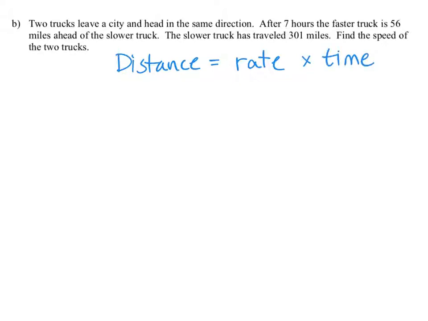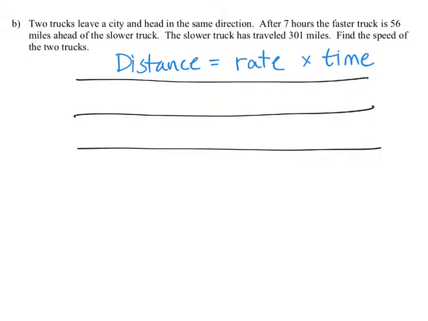Since we're dealing with a fast truck and a slower truck, we can make a table of values here and fill in the quantities that we know and use variables for the quantities that we're trying to find. So I'm going to label this first column F for the fast truck and S for the slow truck. And then we're looking at the distance, rate, and time. What we're looking for is the speed of the two trucks. So that's going to be our unknown quantities. So we'll let X be the speed or the rate of the fast truck, and we'll let Y be the rate or the speed of the slower truck.